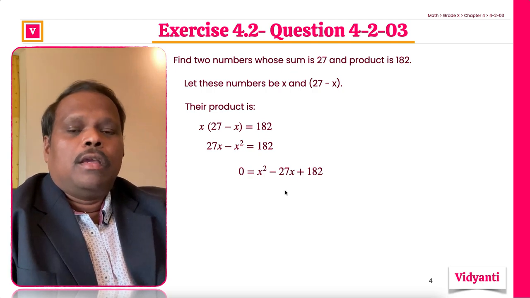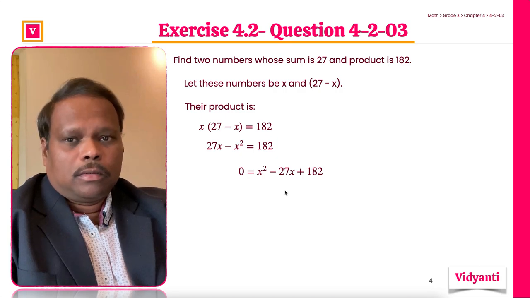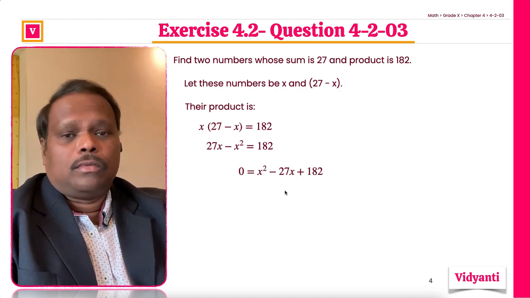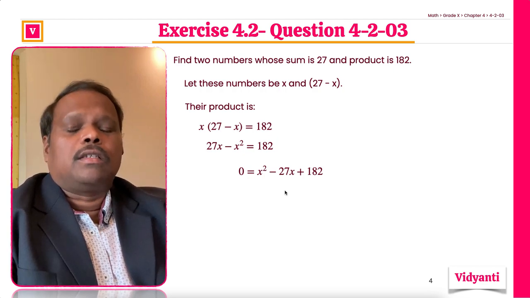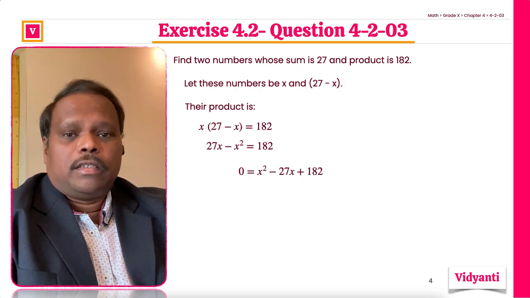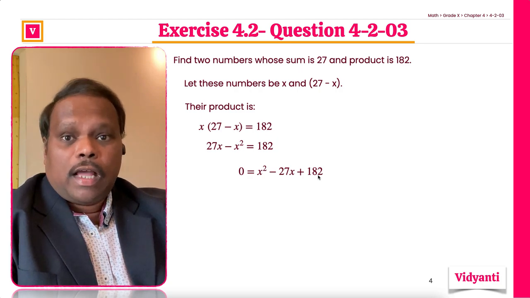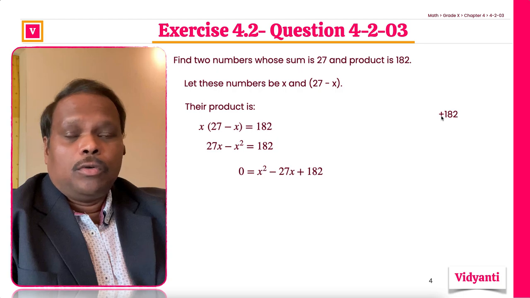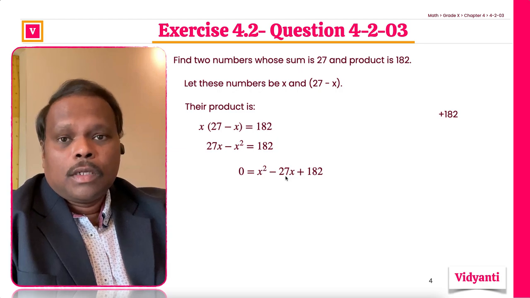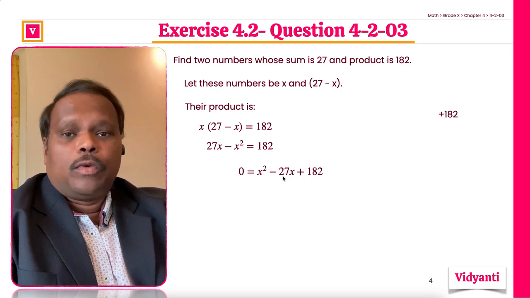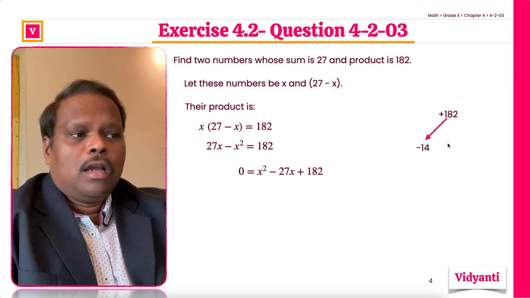In exam, if there is no mention of factorization or anything, you can solve this by the quadratic formula. That would be a little bit more convenient, but this is an exercise by factorization. So we will concentrate on this last number 182 with a positive sign. We want to break it apart, divide that into two factors such that their sum is going to be negative 27. So the factors will be minus 14 and minus 13.